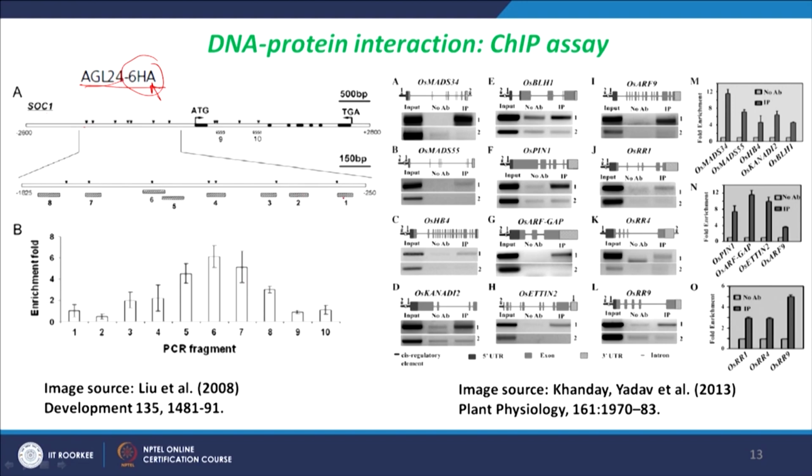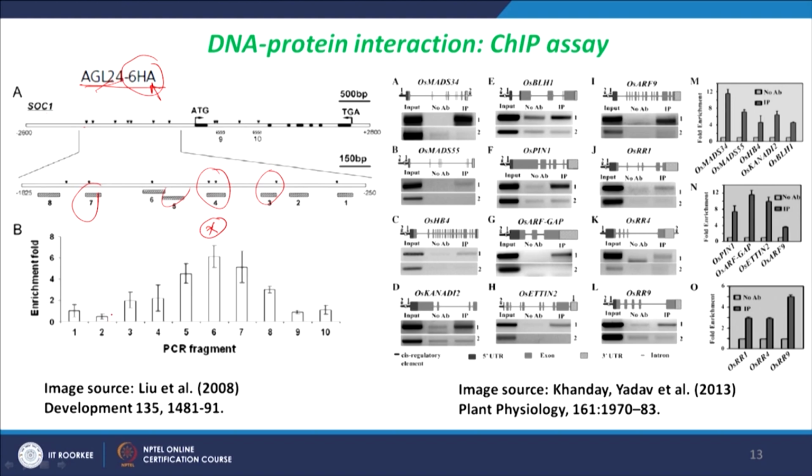And what you can see is that this region is showing maximum enrichment, which means that this region is getting enriched when you are doing chromatin immunoprecipitation for AGL24, which means that binding is very high at this region. Here this is low, here this is low, but if you look at this region, the binding is very, very low.